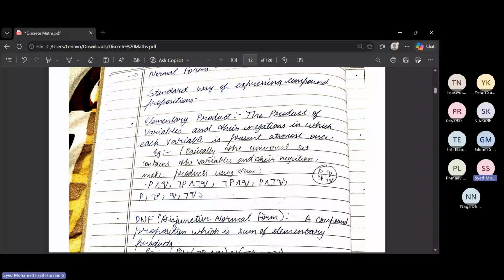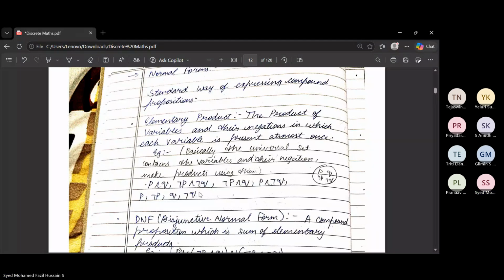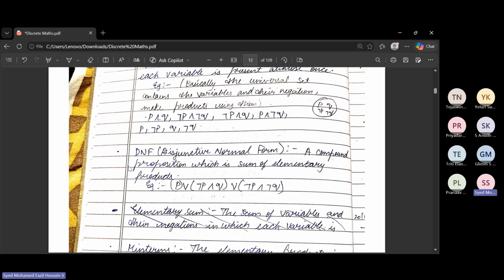So if p and q are present, then not p and not q are also present, and we try every possible combination out of it. As you can see here: p and q, not p and not q, not p and q, p and not q. So these are the elementary products, and each individual variable is also treated as an elementary product. I mean p, not p, q and not q are also treated as elementary products.